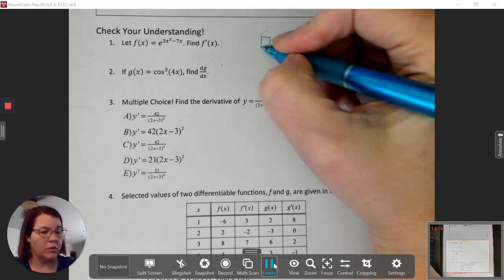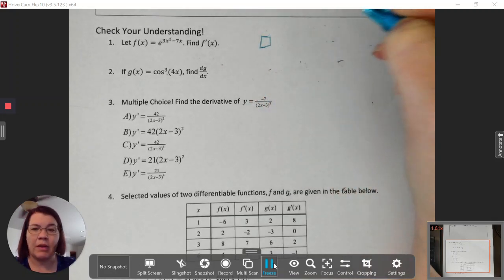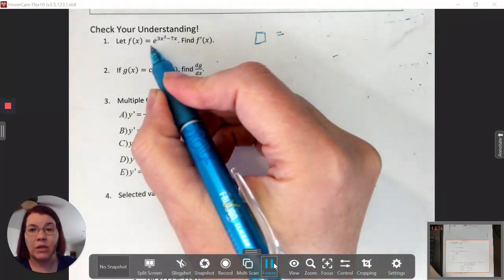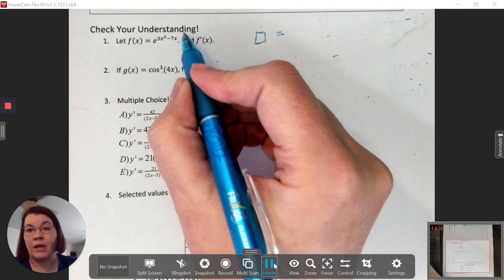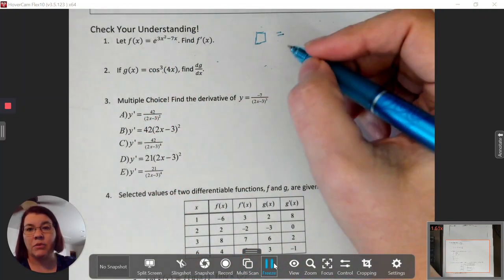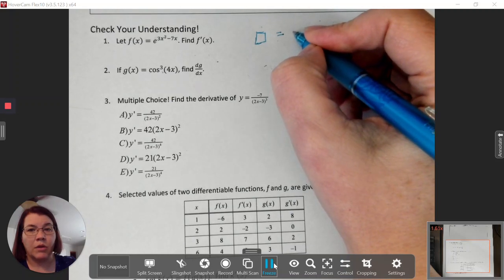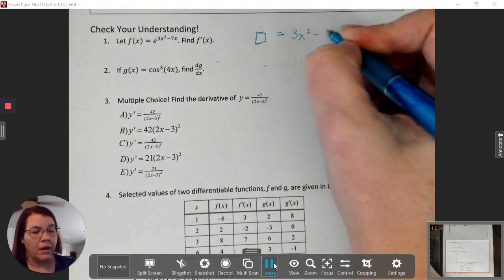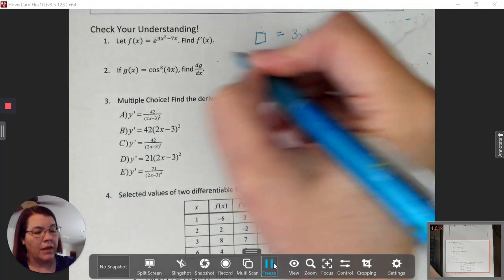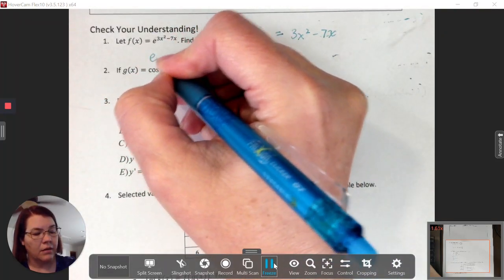We use that notation in class. We talked about that here. Square, the complicated portion, or the inside. So this function would be really easy if it was just e to the x, but it's e to the mess. So the square is basically the mess 90% of the time. So it's going to be 3x squared minus 7x. Okay, and so then I will have e to the square.